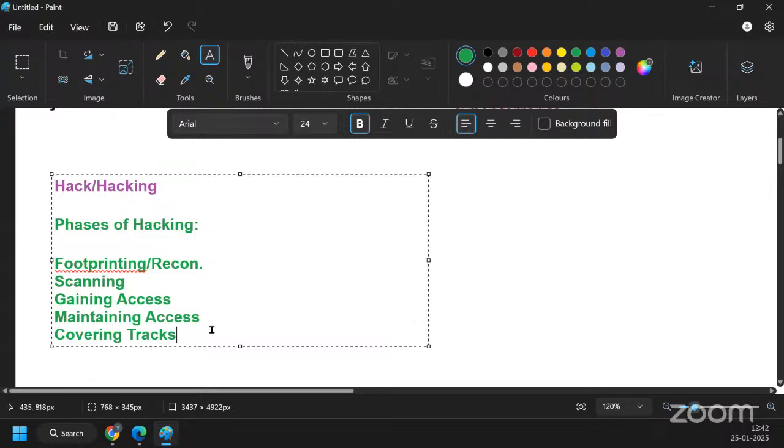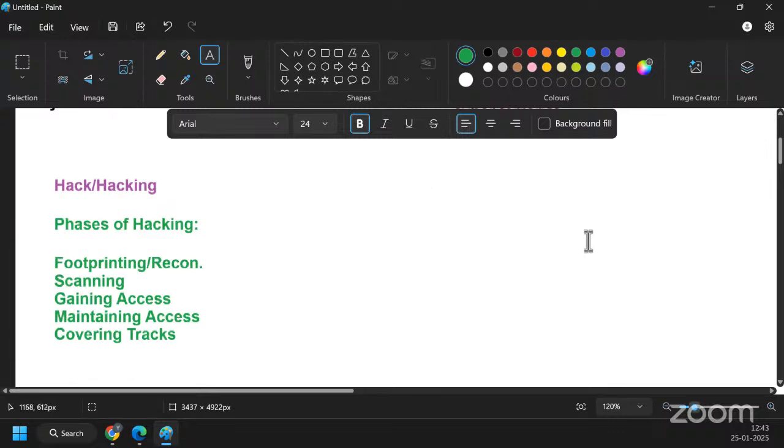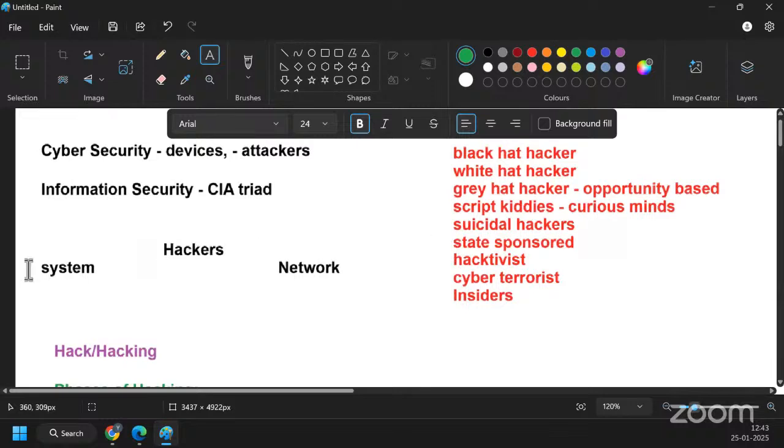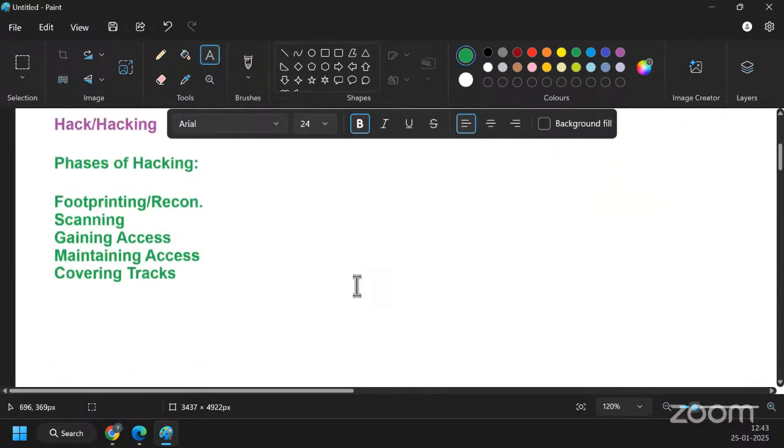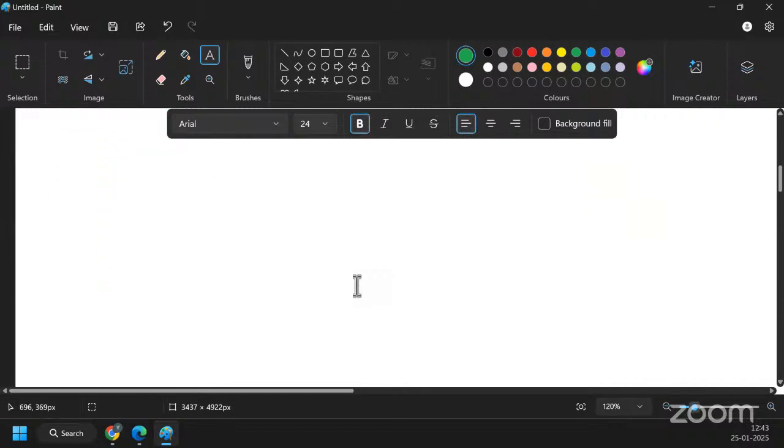Great. Now, as I was promising previously, first we will be covering the prerequisites, which are the system and the network. So now let's move on to the system. Now, what do you say, guys?